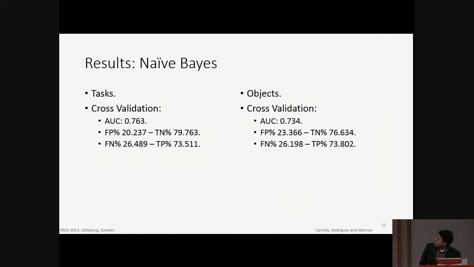For the results we got for Naïve Bayes, I am showing only the cross-validation results because I think they are the most interesting and also serve for statistical validation, but all the results are in the paper. For task, we get an area under the curve of 0.763 with really high false positives and false negatives. With the object, we get a little less area under the curve, and with more false positives and false negatives. So at least for Naïve Bayes, our baseline classifier, we get a kind of decent classification, but with a lot of false negatives and false positives.